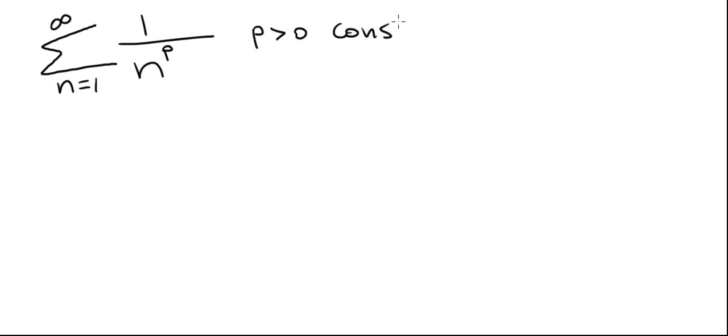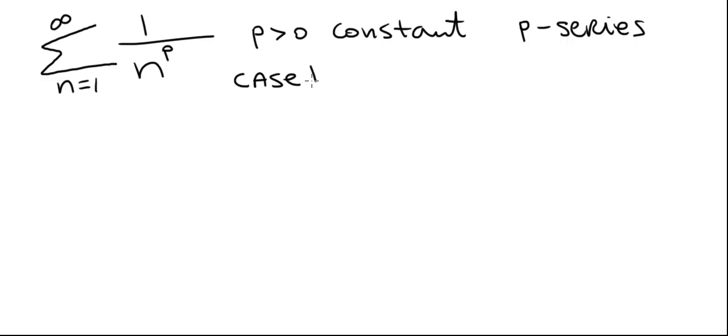A series of the form summation n equals 1 to infinity of 1 divided by n to the p, where p is a positive constant, is called a p-series. And we want to know for what values of p such series converge, and for what values of p such series diverge. We'll consider two cases. Case 1, p is greater than 0, less than or equal to 1. In the video prior to this one, we showed that any such p-series diverges.